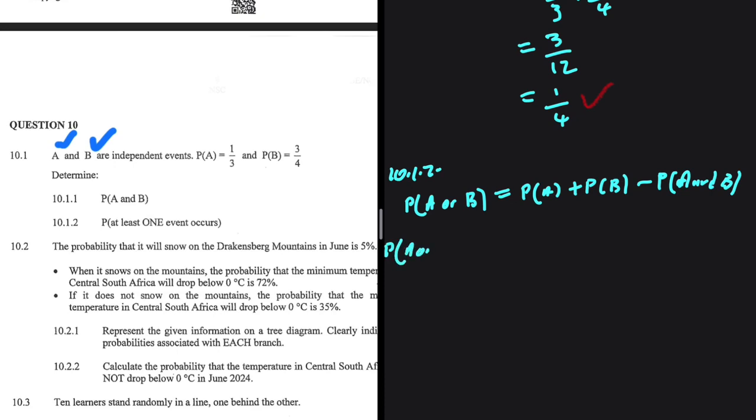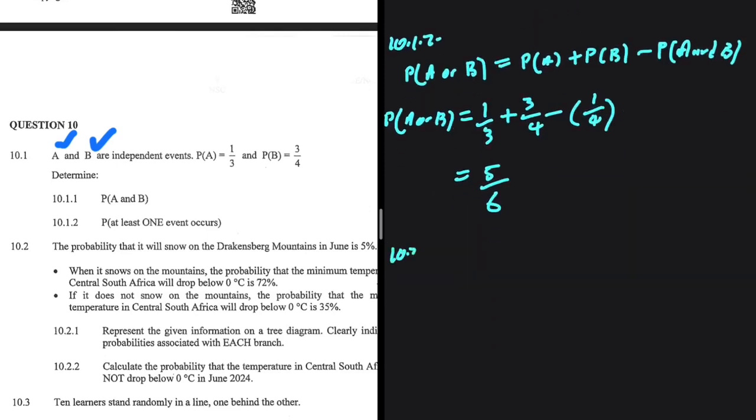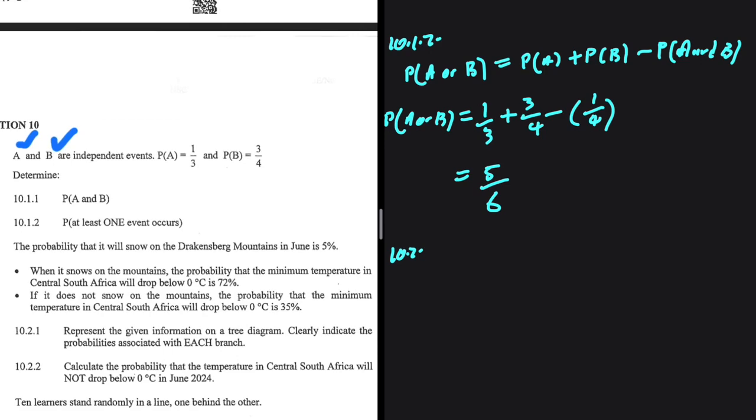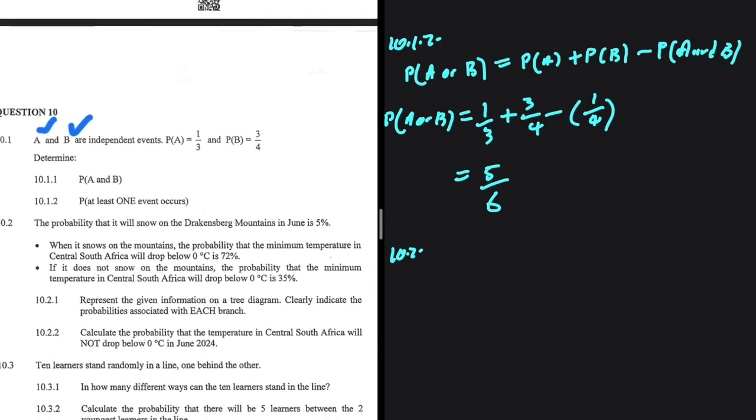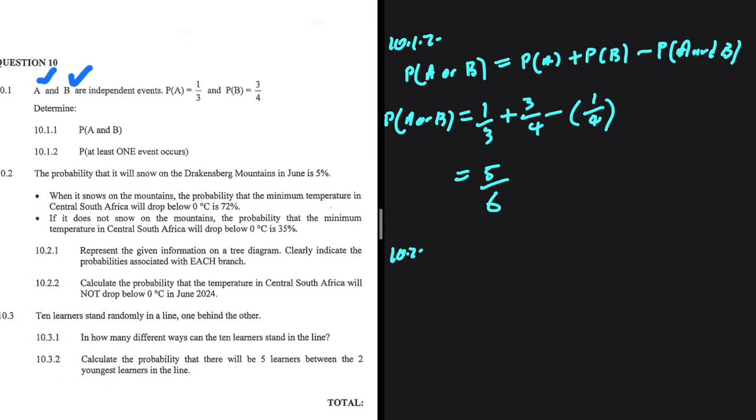So the probability of A or B will be equal to the probability of A, which is 1 divided by 3, plus the probability of B, which is 3 divided by 4, minus the probability of A and B, which is 1 divided by 4. This is equal to 5 divided by 6. 10.1.2. Let's move ahead and do 10.2. Quite an interesting one, but I feel like we have solved this problem before in some of the videos we have done previously. Let's take a look at it.